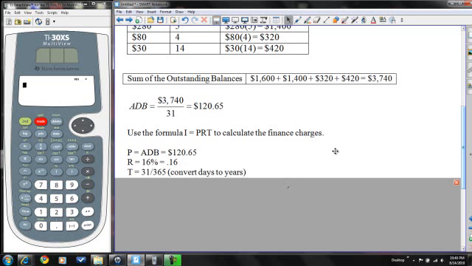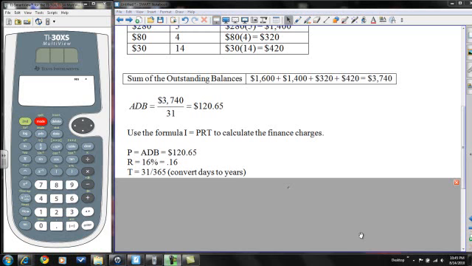In order to find this finance charge, we have to have time written in years because the interest rate is given as an annual percentage rate. So we have to take the number of days, 31, and divide by 365 to get the time in years.